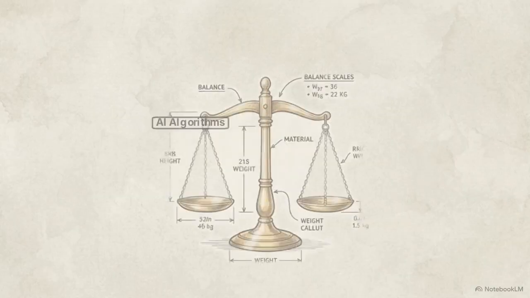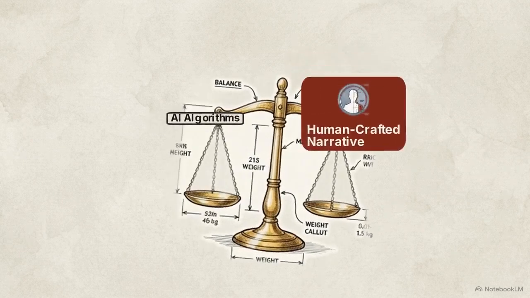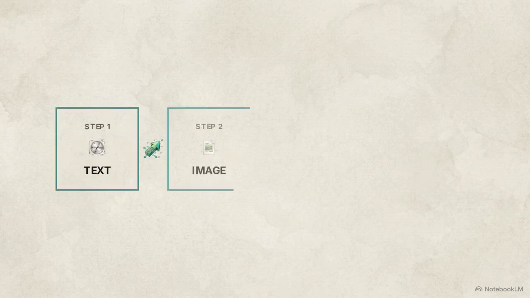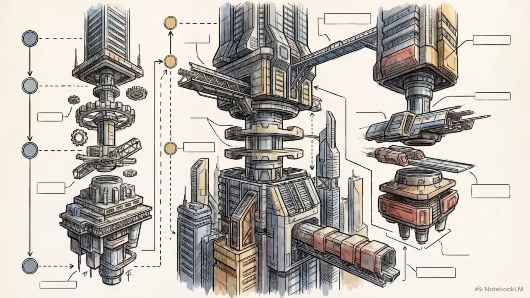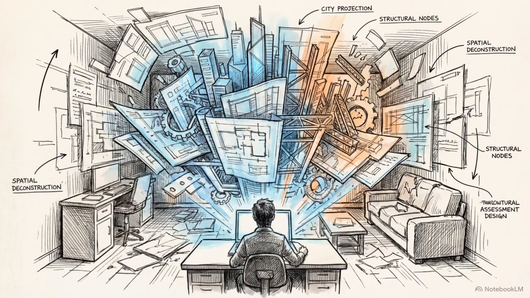This animated scale illustrates a vital point. The AI motion algorithms do not drive millions of views on their own. The true weight of a viral hit comes from the human-crafted narrative and meticulously detailed world-building that the creator instructs the AI to execute. You can take this exact 4-step architecture, prompting, image generation, motion conversion, and timeline assembly, and begin architecting your own digital worlds today.